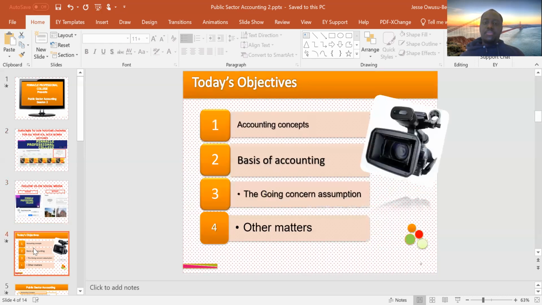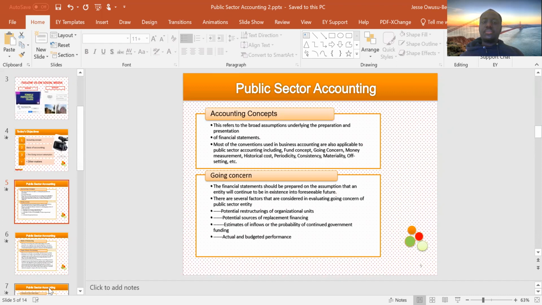Thank you. So today's objectives, we'll be looking more into the accounting concepts. We'll be looking at the basis of accounting. We'll be looking into the going concern assumption, and then any other matters that may arise, we would also touch on that. So when we say an accounting concept, what do we mean?